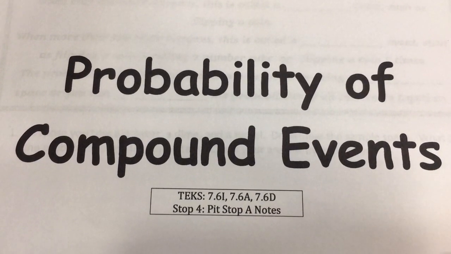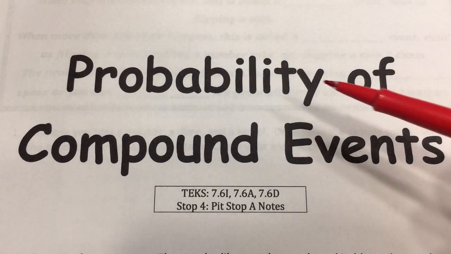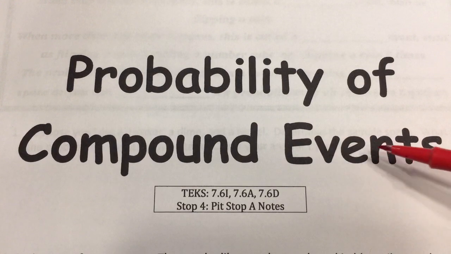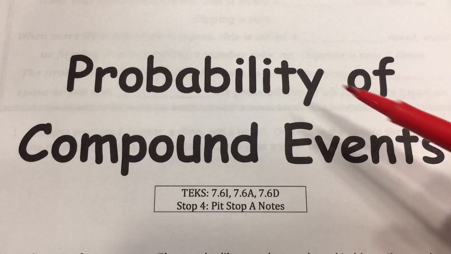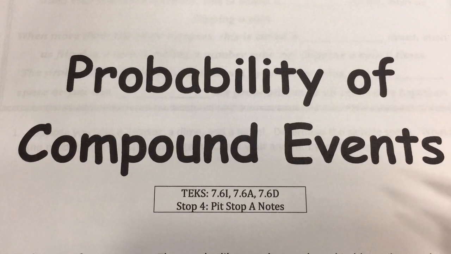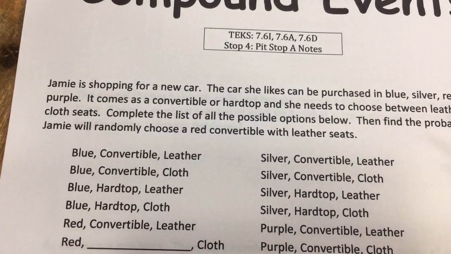So we're going to be finding the probability of compound events. In an earlier video, we found the probability of simple events. A simple event was a single event, or when one thing happened. A compound event is when you have multiple things going on. How do you find the probability of more than one thing? Before we look at that, we're going to look at an example.